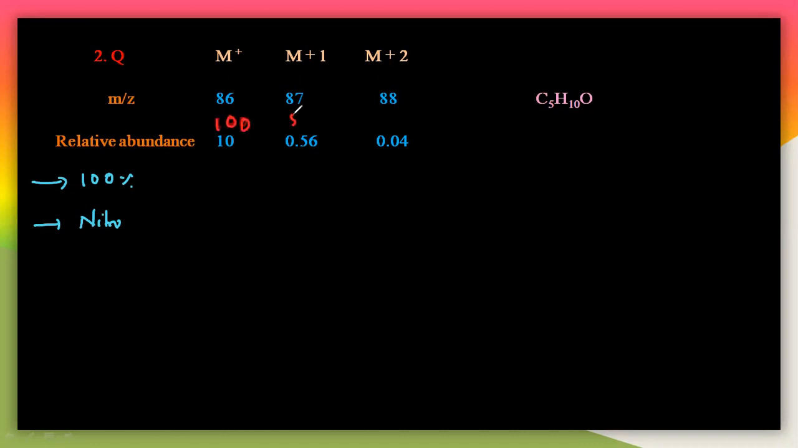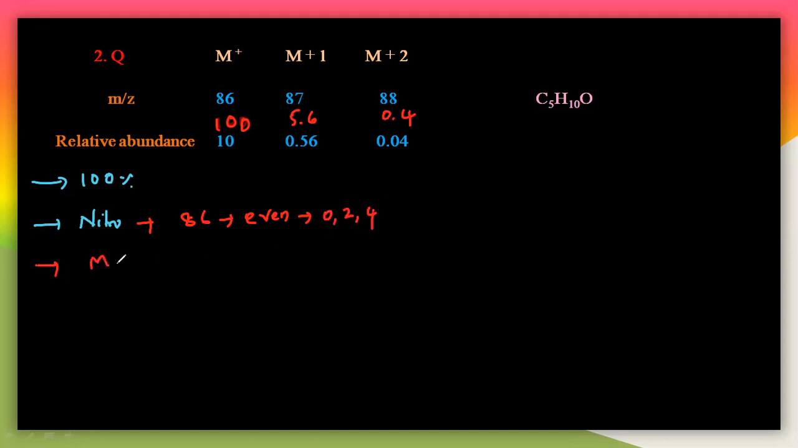And this one, which is 5.6, and this is 0.4. The values here, if you make that 100 here. So if you apply the nitrogen rule, this is the 86. That means it is even here. That means the nitrogen may be 0, 2, 4 like this.